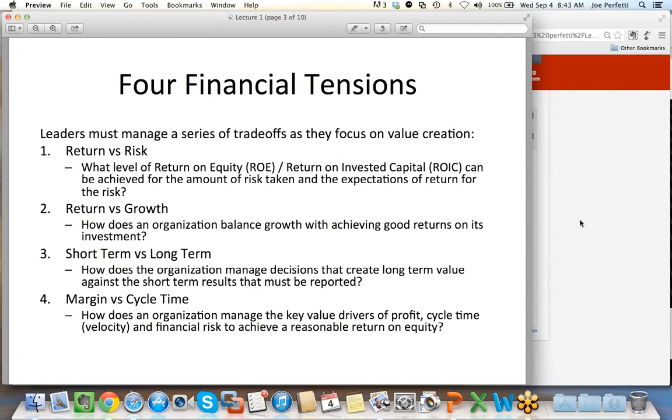Second tension companies have to manage is that between return and growth. And you can almost think of a continuum. On one side of the continuum are companies that focus on growth. Well, often these companies that focus solely on growth do it at the expense of return. And the other side of the continuum are companies that focus on return and they don't really care about growth. And the problem is they may not grow and they may struggle.